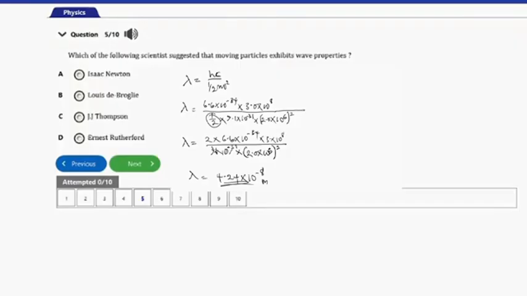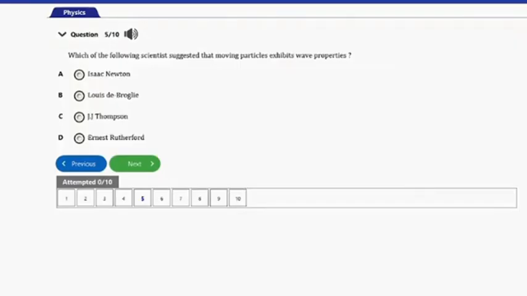The next question we have here is question number 5. It says, which of the following scientists suggested that moving particles exhibit wave properties? We have A.